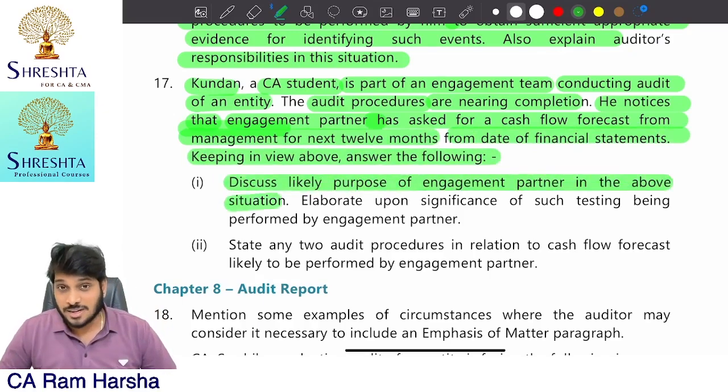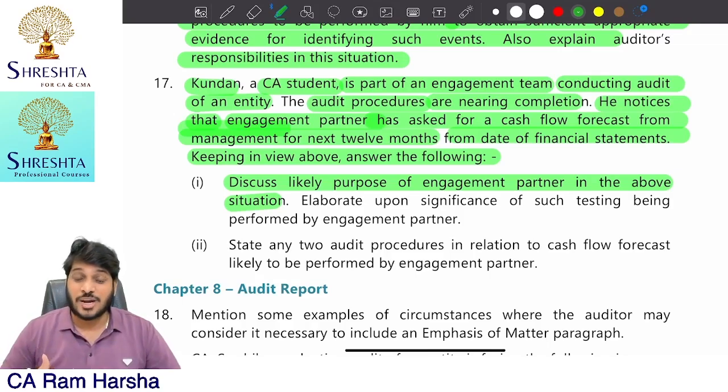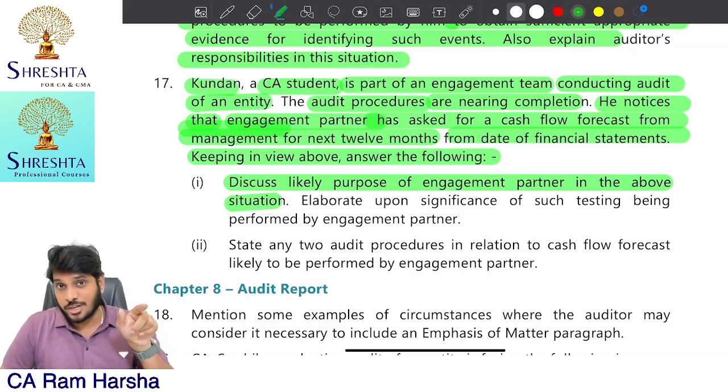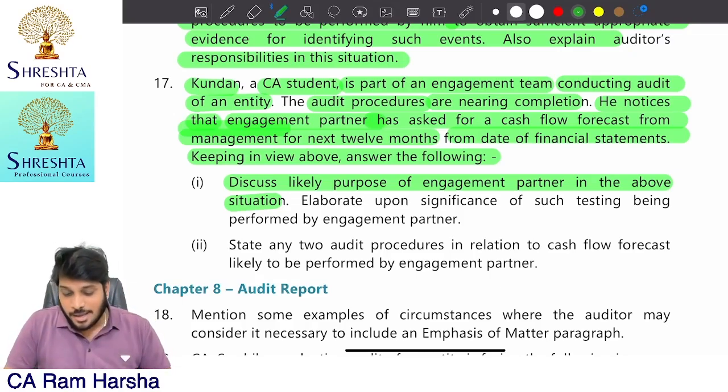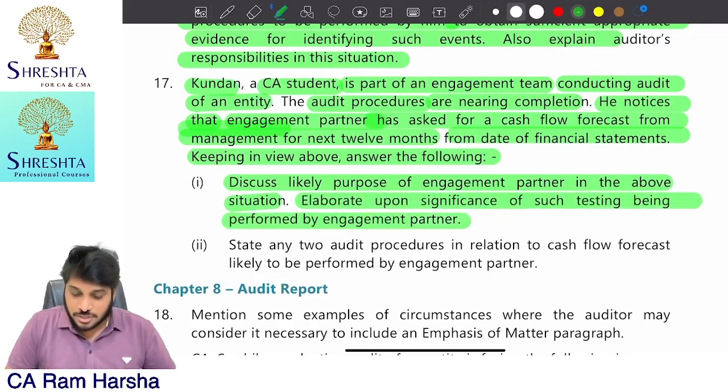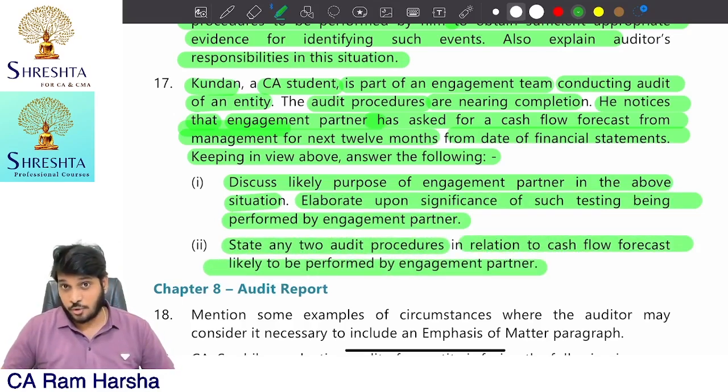The engagement partner is trying to analyze the entity's ability to continue as a going concern, whether any events or conditions may cast significant doubt on it. So the auditor wants to evaluate the cash flow statement to check the financial position of the entity. Further, it is also important in CARO reporting, 19th clause. Elaborate upon the significance of such testing. Of course, state any 2 procedures in relation to cash flow forecast. For cash flow forecast, what points do you need to check?